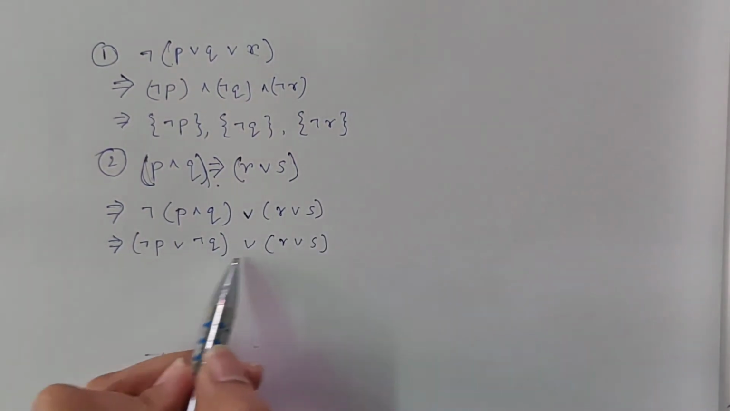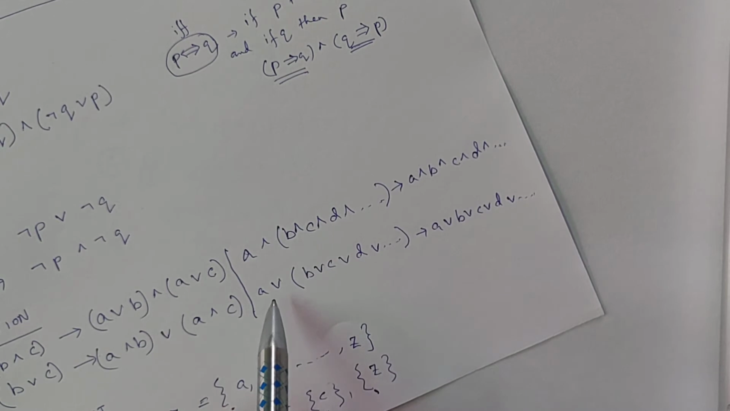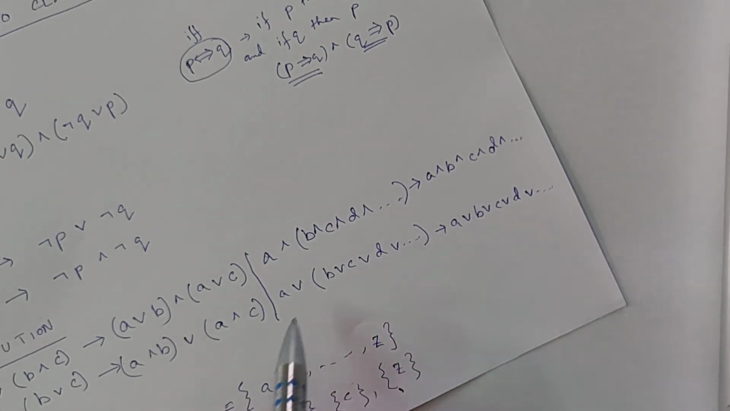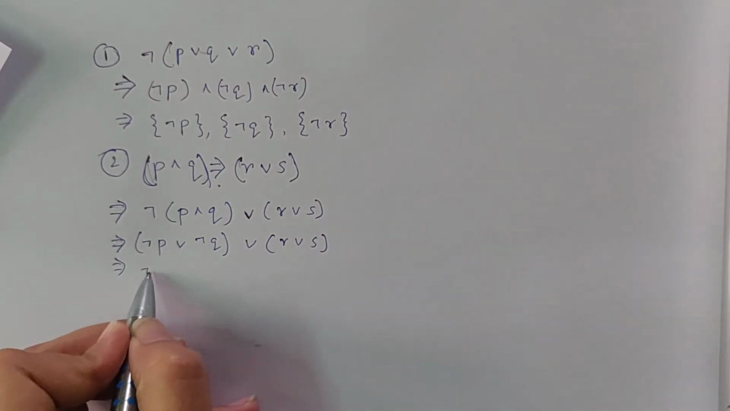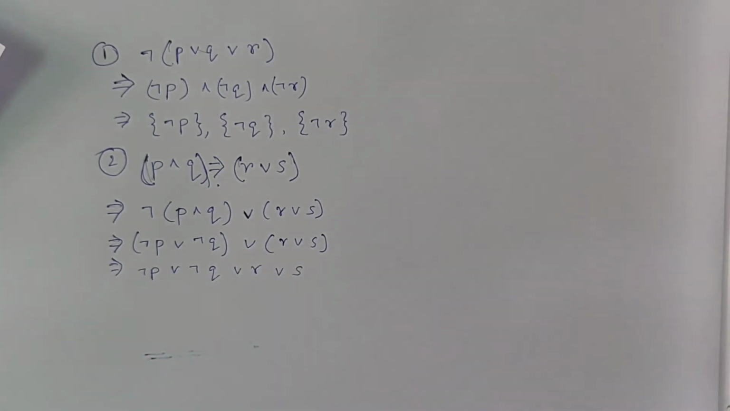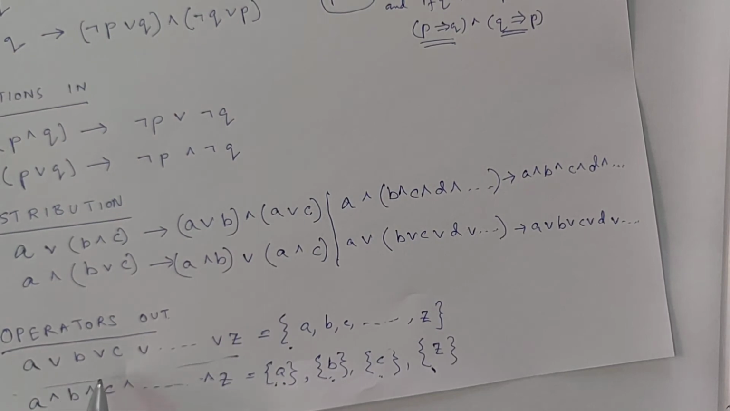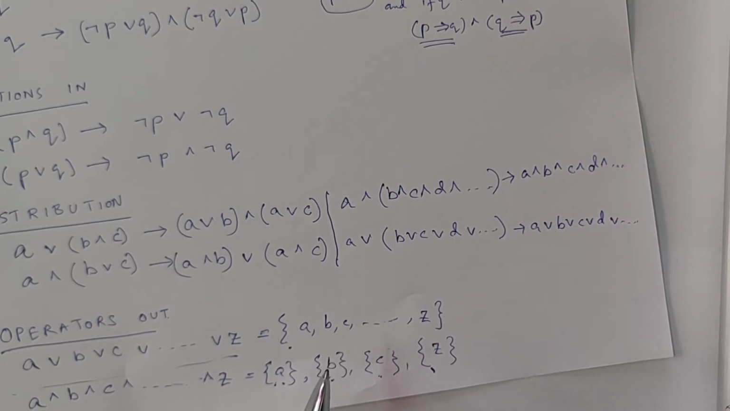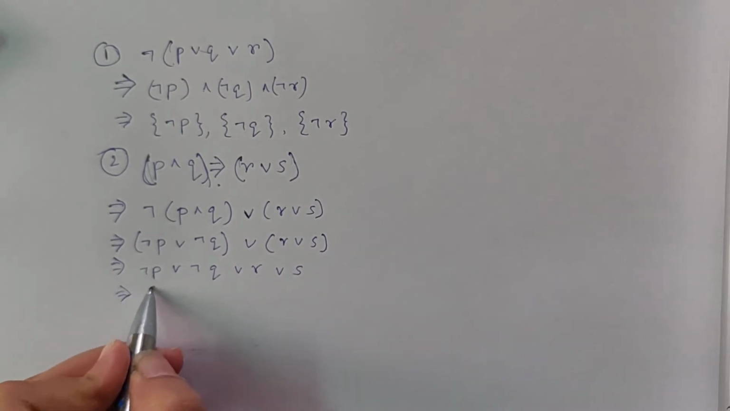See, all are disjunction operators. It's like this, an infinite disjunction operator. So I can just open the parenthesis. It becomes this. And does it conform to any standard form here? See the operators out, A or B or C or dot Z. We can just take them into one set. It becomes one single clause.